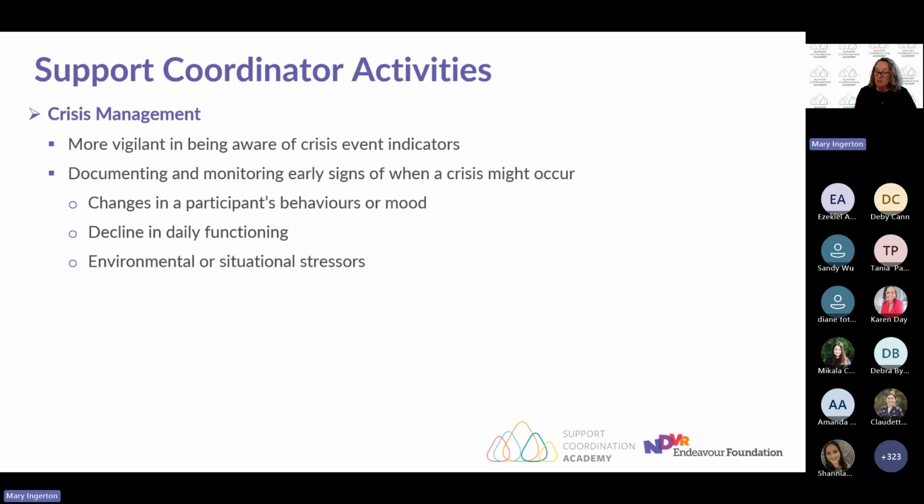They could be environmental or situational stresses. So it could be someone might experience some trauma or some grief. It could be family breakdown, threat of eviction or of homelessness, maybe some reduction in the formal or key support or a withdrawal of service providers.